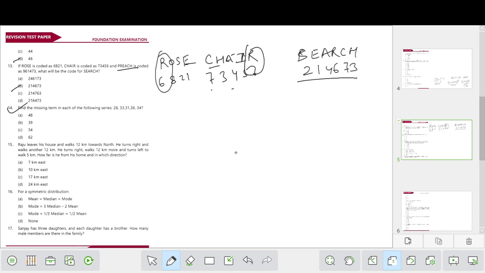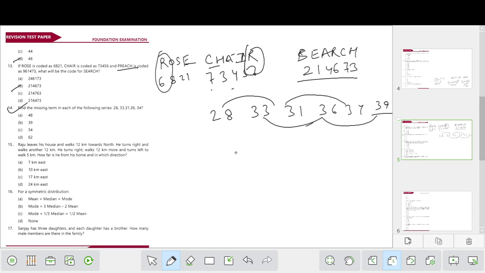Find the missing term in the following series: 28, 33, 31, 36, 34, and what is the next? So between these, there is a gap of 3. Between these, there is a gap of 3. So ideally, it should come as 39. B is the correct option.